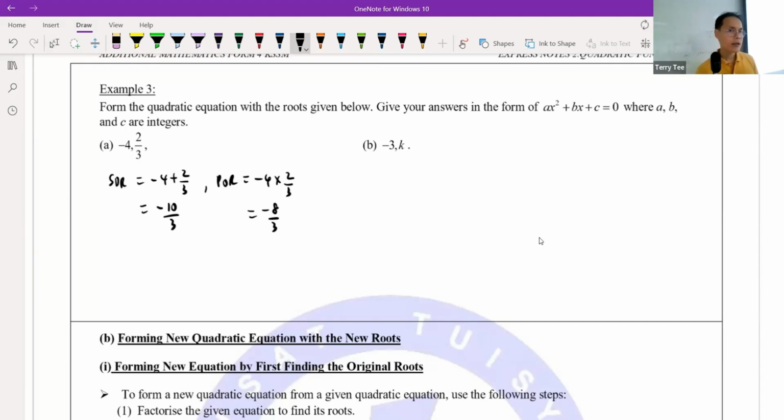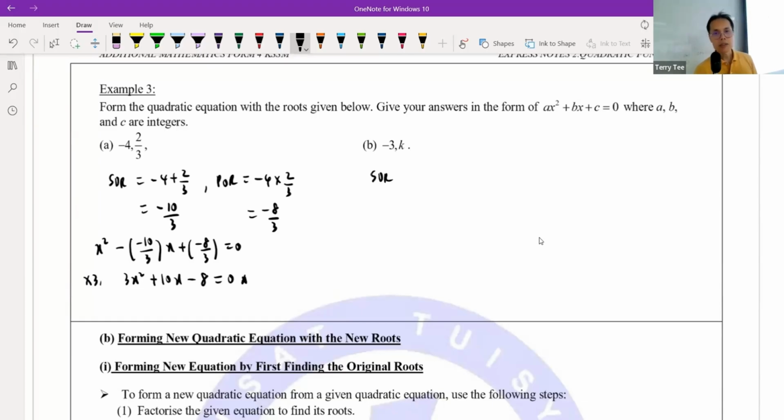Actually, I can write the formula straight away. X squared minus SOR x plus POR equals 0. Just multiply everything by 3. 3x squared plus 10x minus 8 equals 0. That's it. Now, for the second one, my sum of roots will be these two added together. My product of roots will be these two multiplied together. I can just write -3k, since -3 times k is -3k.